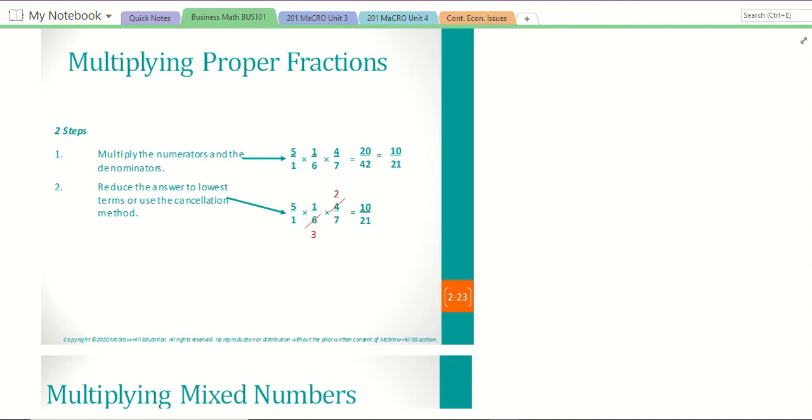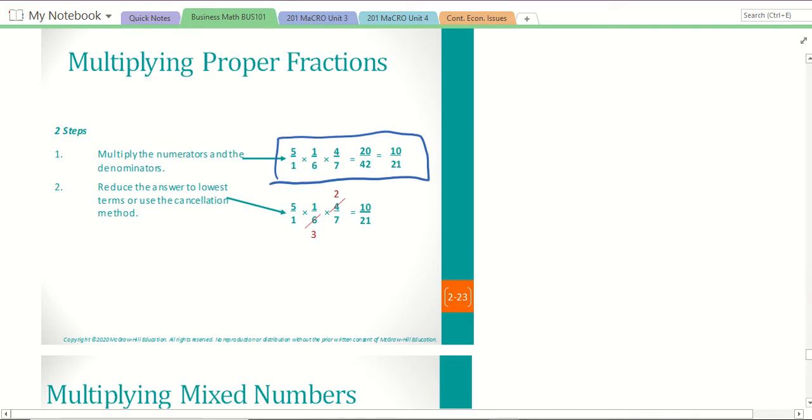Sorry about that. Multiplying proper fractions. Okay, so multiplying the numerators and the denominators. This is pretty simple. You can just go ahead and start doing this: 5 times 1 is 5, 5 times 4 is 20, 1 times 6 is 6, 6 times 7 is 42, and then you can reduce it down and get this answer right here. Or you can start reducing between them.